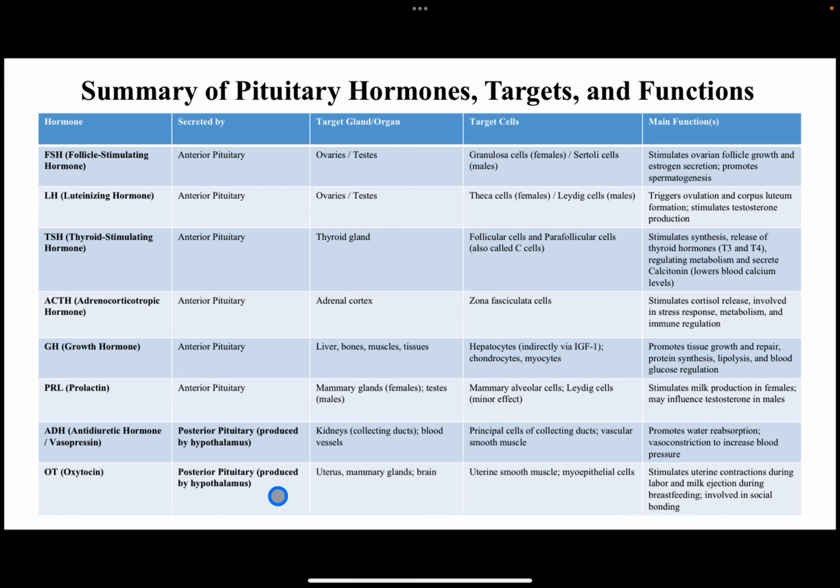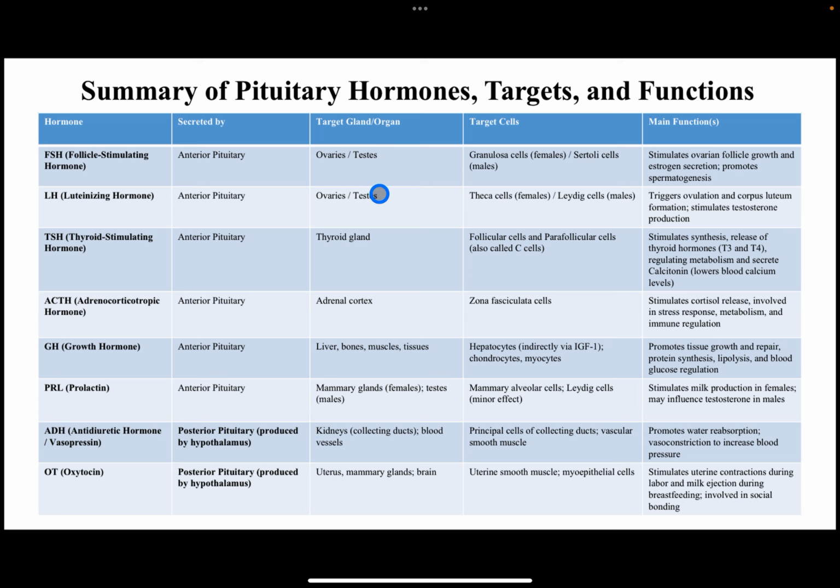But these very hormones, they are just stored and released. They are not produced over here. They are produced by the hypothalamus. But because they are stored over here, if you are talking about hormones produced in the pituitary gland, you mention them because they are stored and released from there. So in terms of storage and release, you can mention that they are stored and released from the posterior pituitary, but they are not produced in the posterior pituitary. Is that okay?